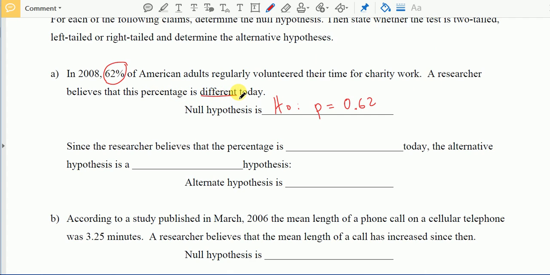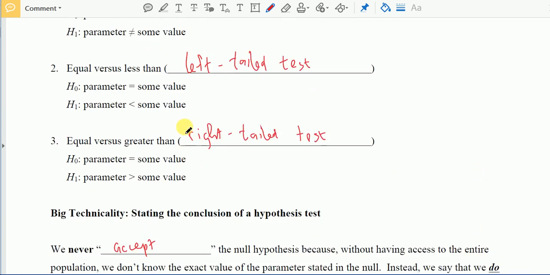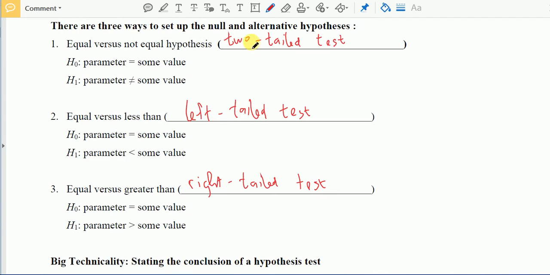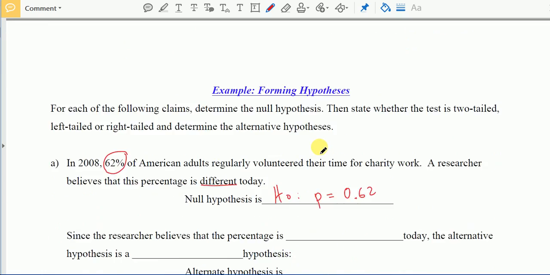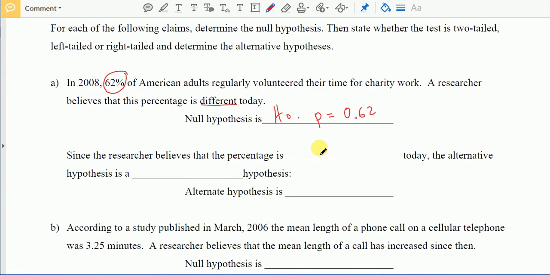Our researchers claim that this percentage is different from today. So the keyword is "different," which means it is not equal to the given value. So that should be the two-tailed test, or the two-tailed hypothesis. And the alternative hypothesis, denoted by H1, is that P is not equal to 0.62.